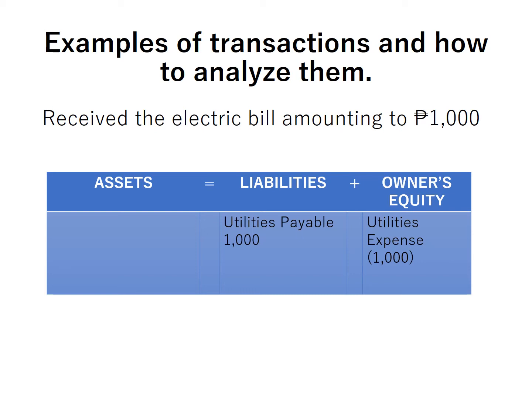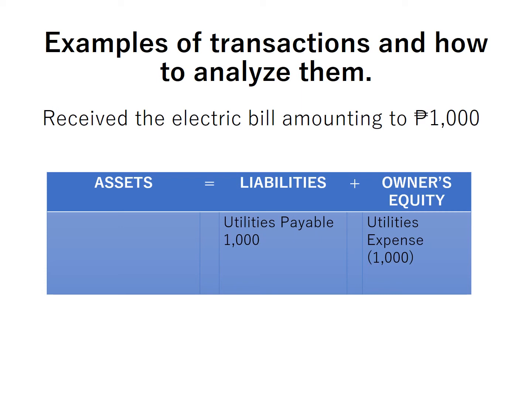Please take note, the receipt of the electric bill does not mean payment of the electric bill. There is no statement in this transaction that says that the business had already paid the electric bill. So there is a payable. We can use the utilities payable account in order to show that the business has a payable to the electricity provider. What is the effect of the transaction to utilities expense?